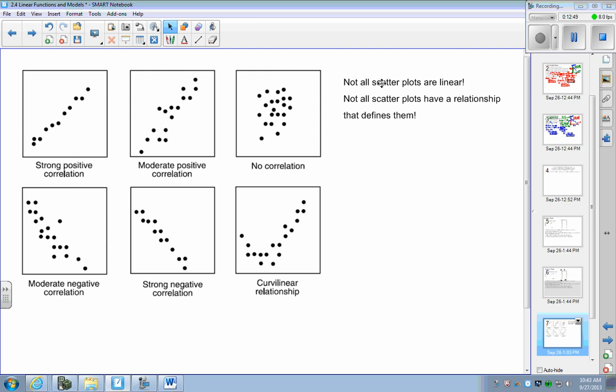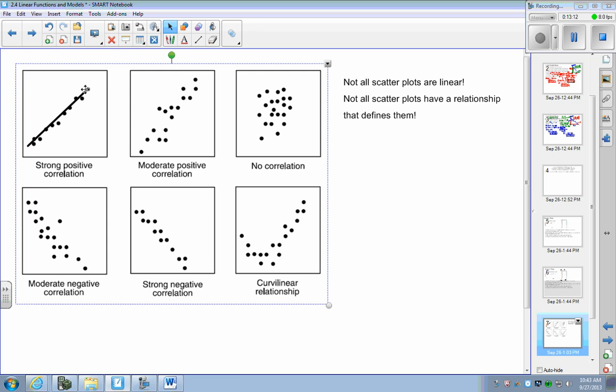So I want to remind you guys, not everything we do is going to be linear, and you've seen that in Algebra 2, and not all scatter plots have a relationship that defines them. So here's just kind of 6 pictures of some different things. So this is a strong positive correlation. Yeah, it looks really linear. We could throw a line through it. It's going to be pretty strong there. Next one, moderate positive correlation. So not quite as strong as the first one, but it's still got a positive direction. Just a bunch of dots, not much correlation to them.